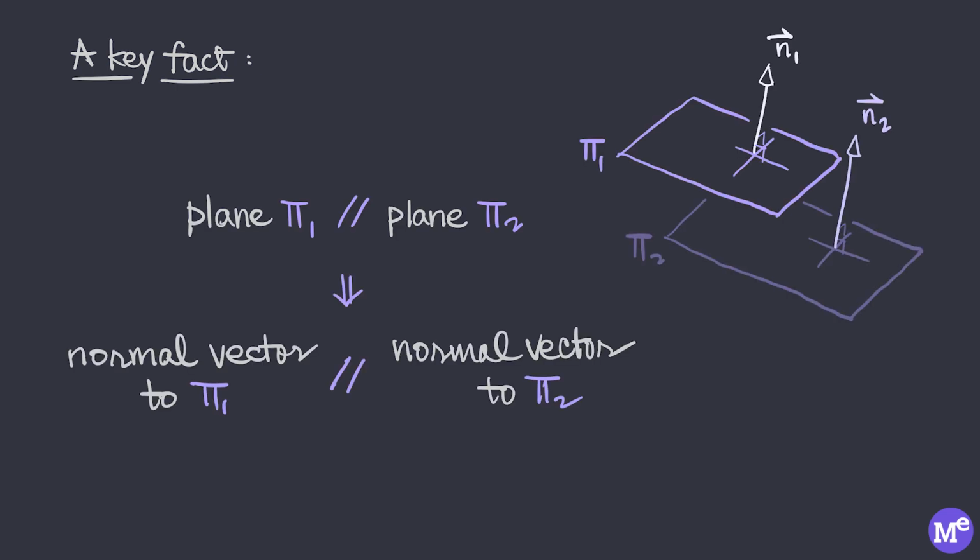Here is a key fact that is going to help us solve this problem. If we know two planes are parallel, we know that their normal vectors must point in either the same or opposite direction, and so they must also be parallel to each other. The converse is also true. So let's get to it.